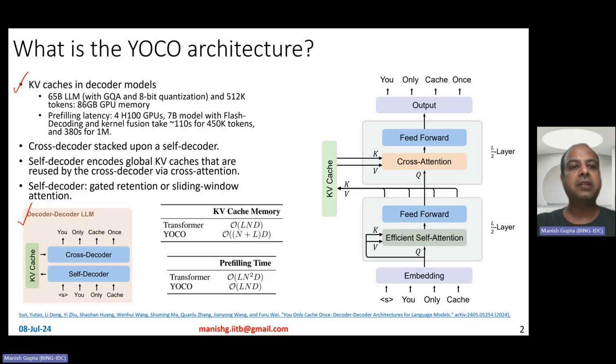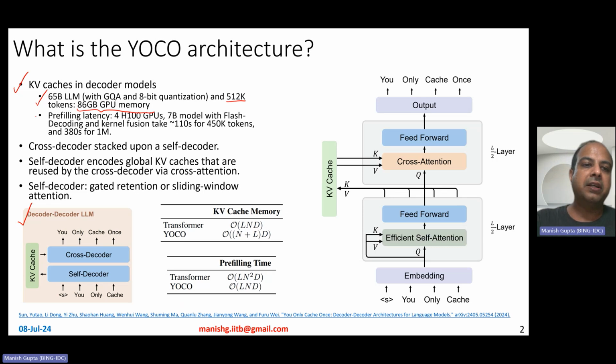For example, for a 65 billion parameter large language model, even with grouped query attention and 8-bit quantization, and with a little longer sequence length, say 512 thousand tokens, you can easily take 86 GB of GPU memory. Now, even H100s don't have that kind of memory, right?